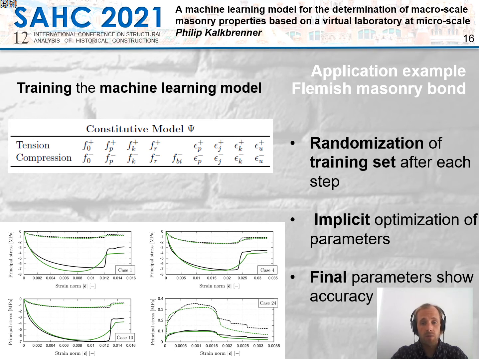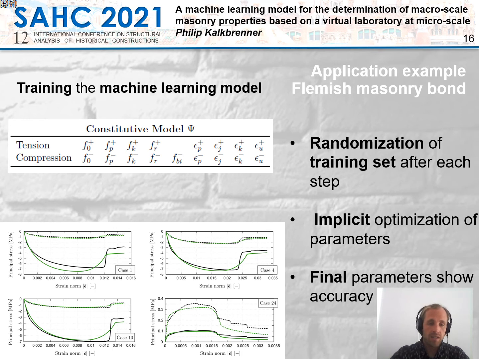Therefore, we input our training set into the machine learning model, and after each step of training we randomize the constellation of the input data. Then it's basically a very implicit optimization procedure of the parameters until we reach the predefined loss, and then we have a final parameter constellation which we can also validate by comparing the input with the output.